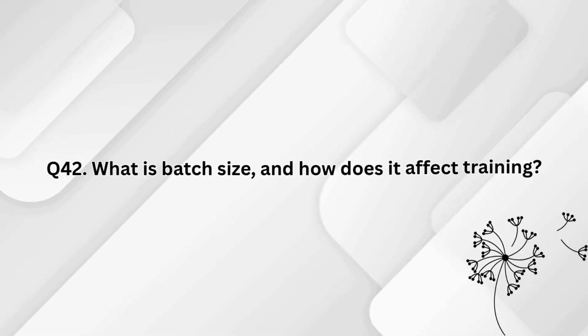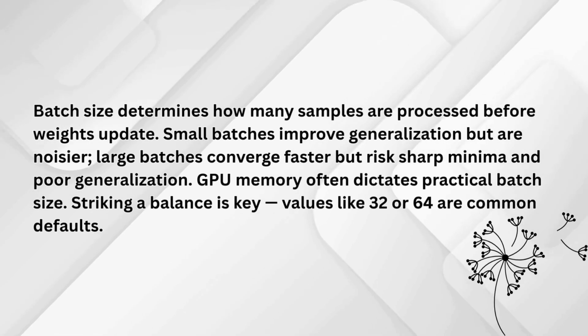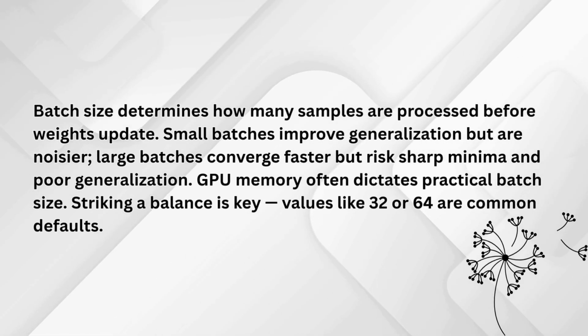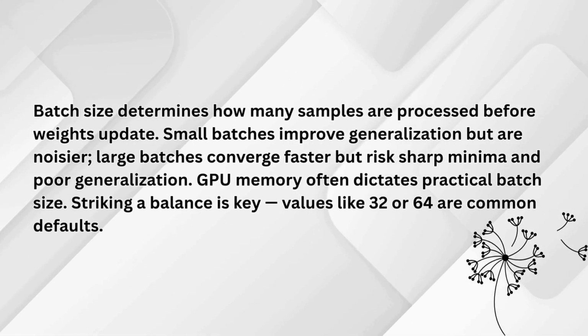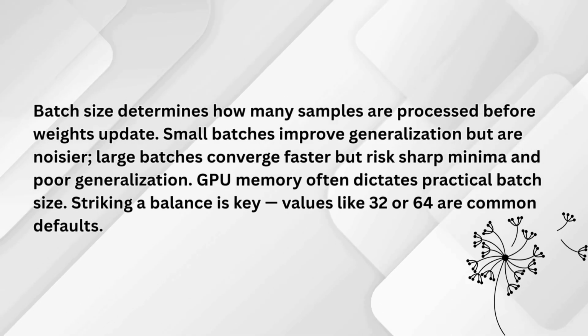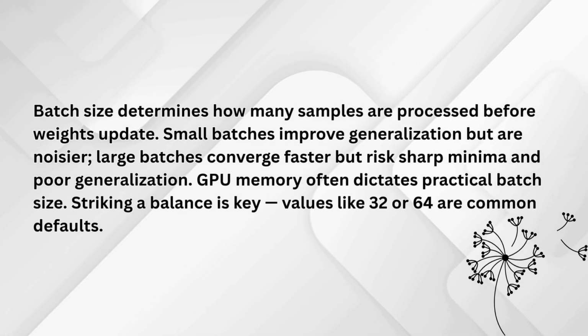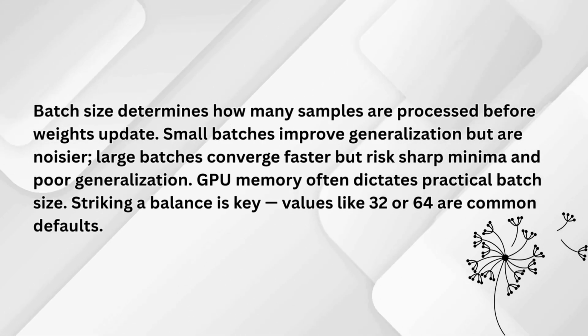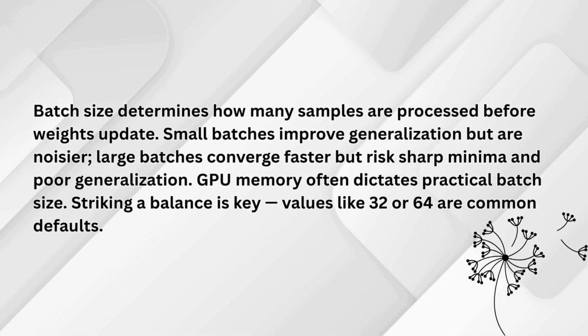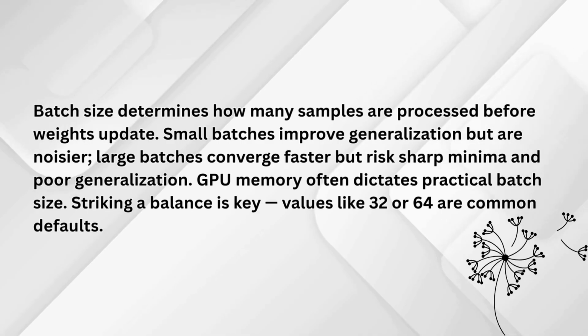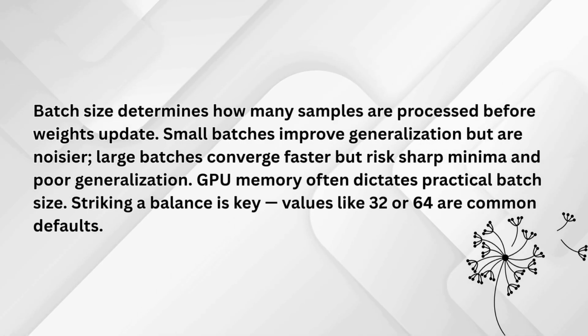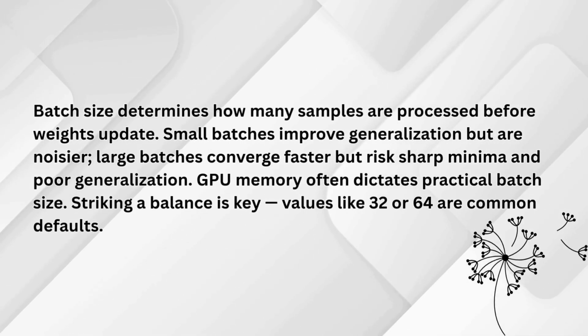What is batch size, and how does it affect training? Batch size determines how many samples are processed before weights update. Small batches improve generalization but are noisier. Large batches converge faster, but risk sharp minima and poor generalization. GPU memory often dictates practical batch size. Striking a balance is key; values like 32 or 64 are common defaults.